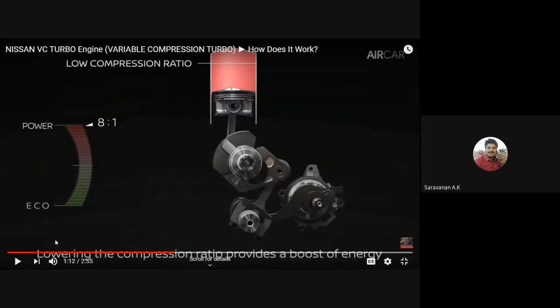That pickup is called the power. Okay? So the low compression ratio gives more power.